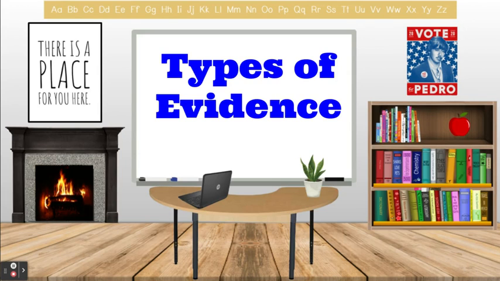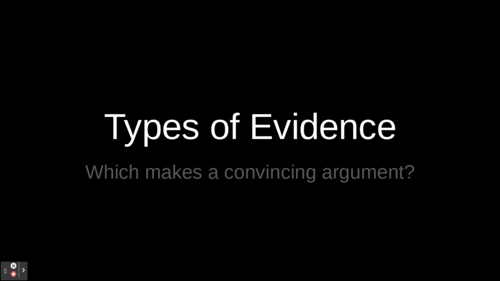So for this lesson, we're going to look at types of evidence. And what we want to think about is, well, what makes a convincing argument? So if you're going to be asked to write an argument this year, how do you construct an argument that is convincing? And if you're reading over an argument and someone's stating their opinion and providing evidence, how do you determine if they have a good argument?